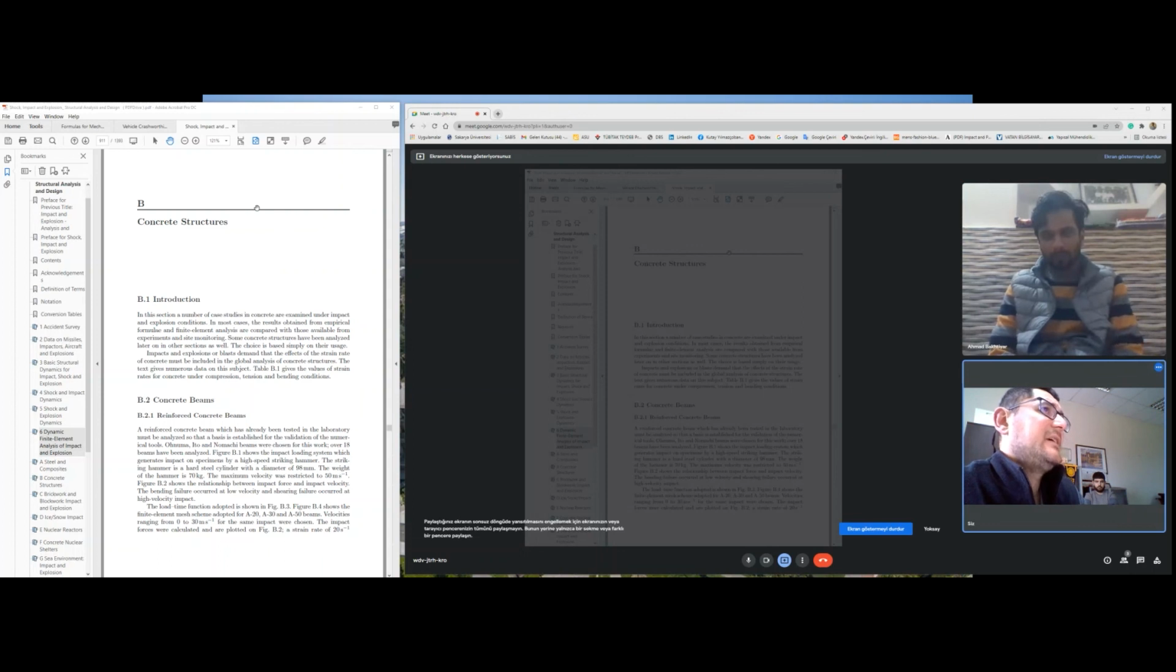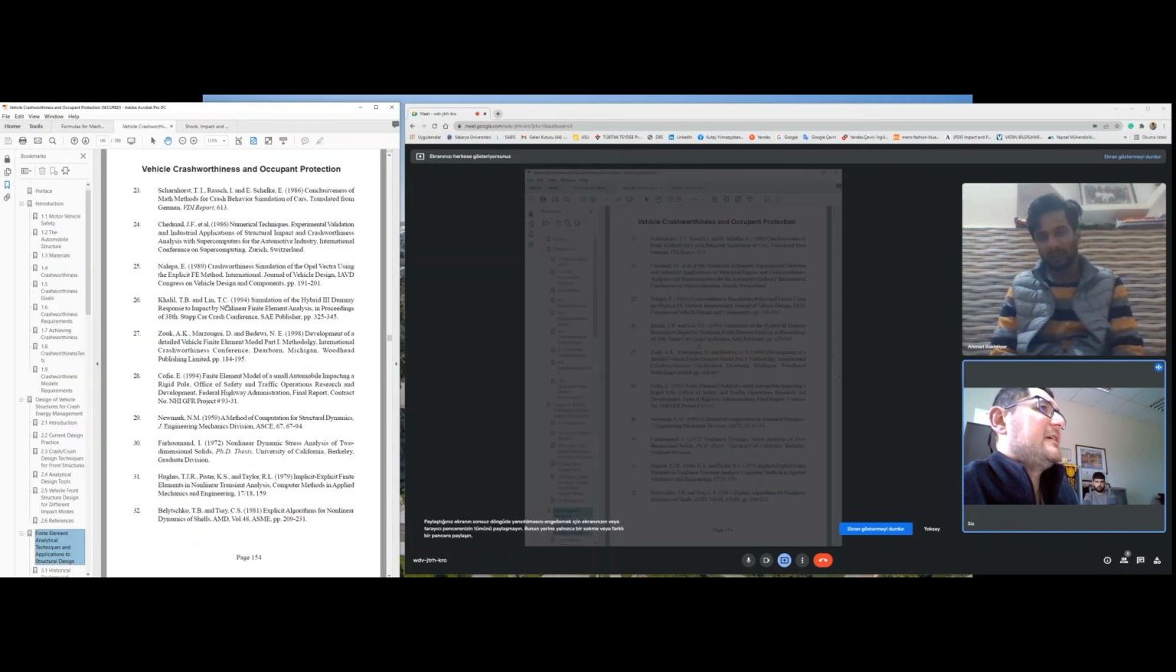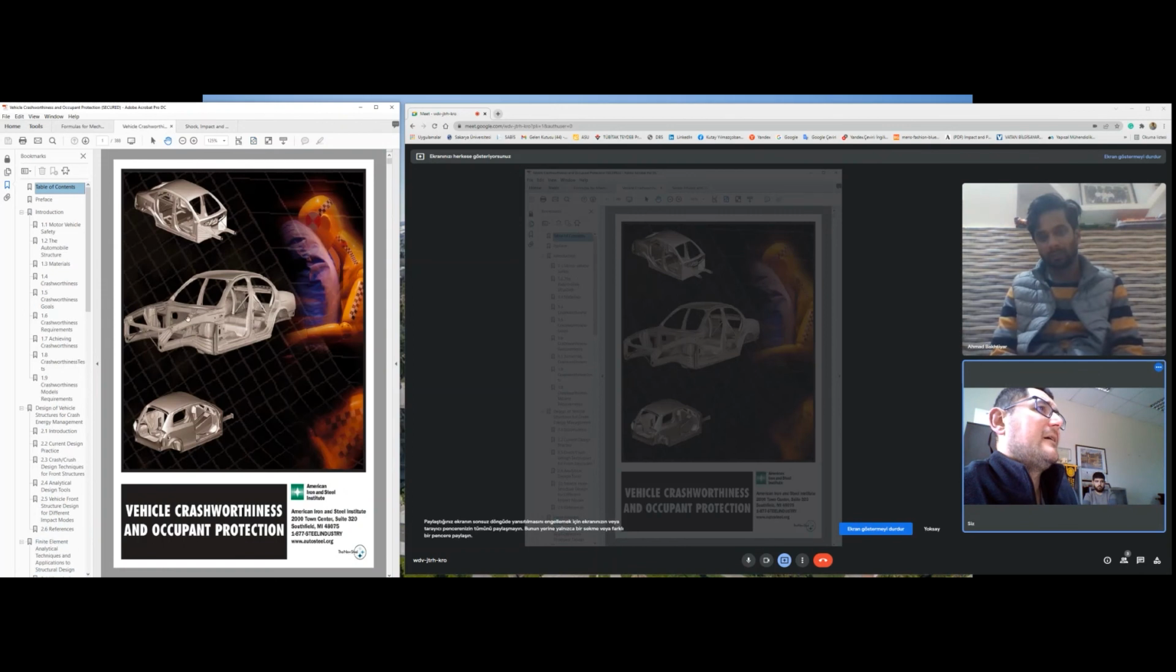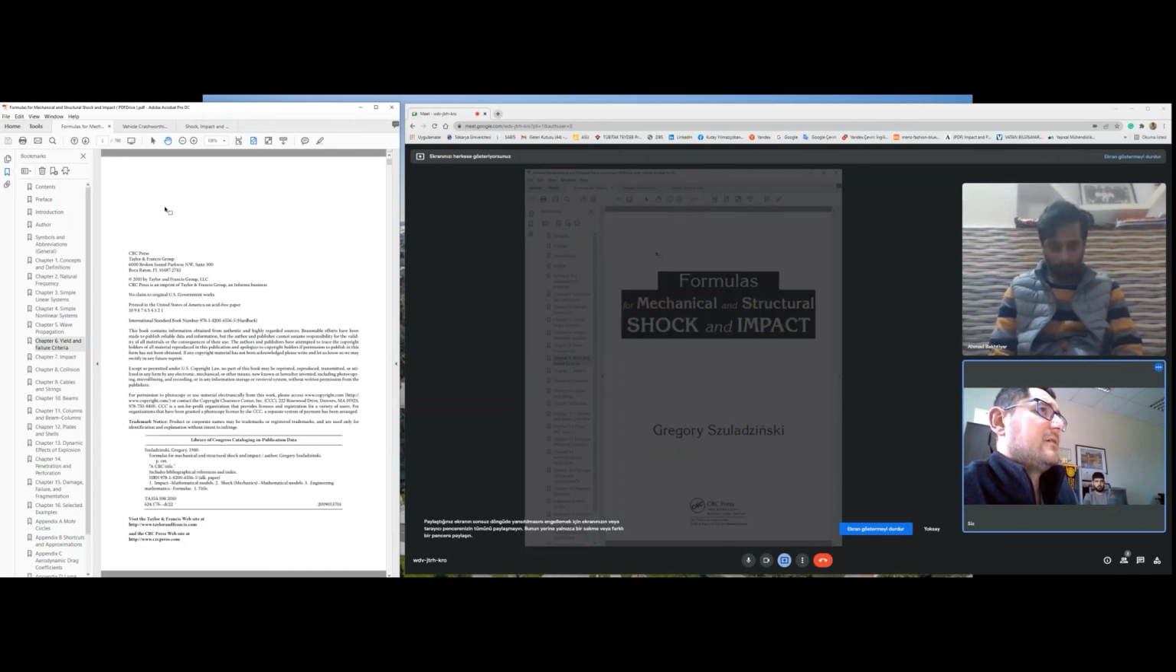But initially, we will have 3 books, not more. And this one, the final one, is I think the last one. The initial one, formulas and vehicle crashworthiness. These 2 books are the most important ones for our study to describe it. Okay?